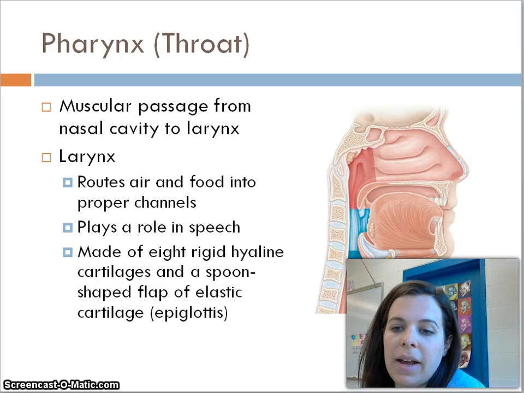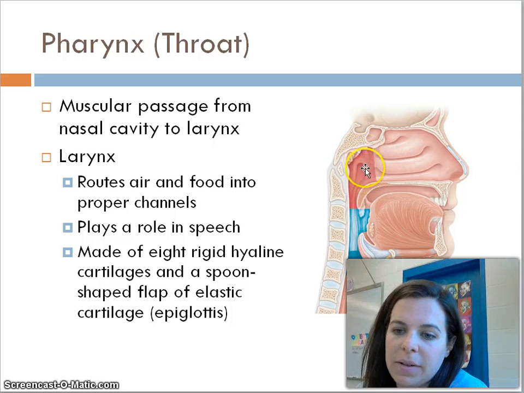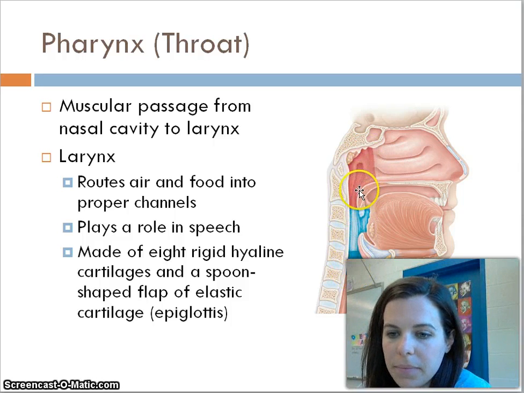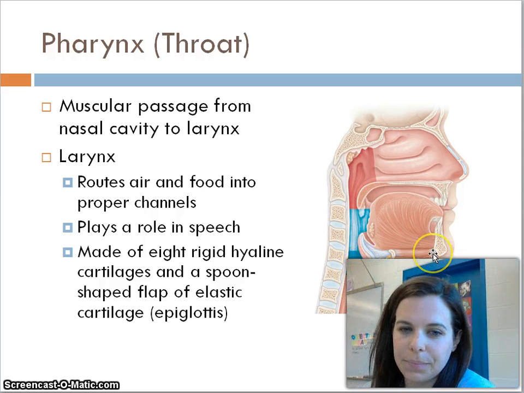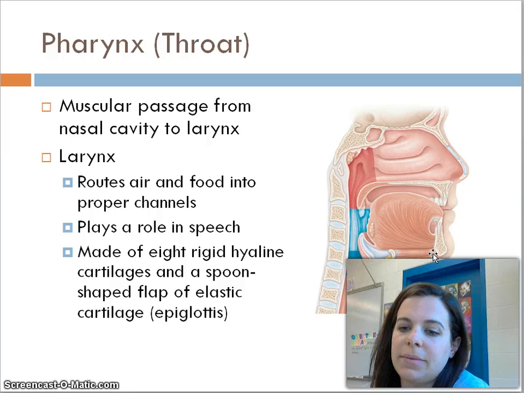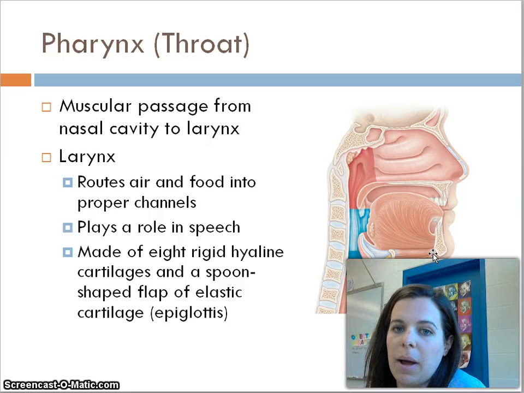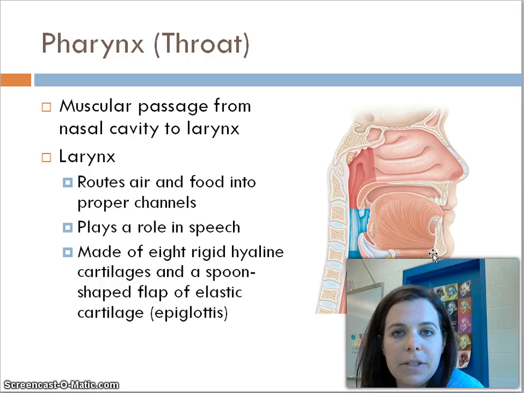When the air has gone through the nasal cavity, it's going to go into the pharynx or the throat. So the pharynx is all the way from this part of your nasal cavity all the way down to here. And once you get to the larynx, you're done with the throat. So the larynx is going to be right here. What the larynx does is it routes the air and the food into the proper channels. So it makes sure the air is going through your trachea and your food going through your esophagus. And it plays a role in your speech as well. So your vocal cords are found there.